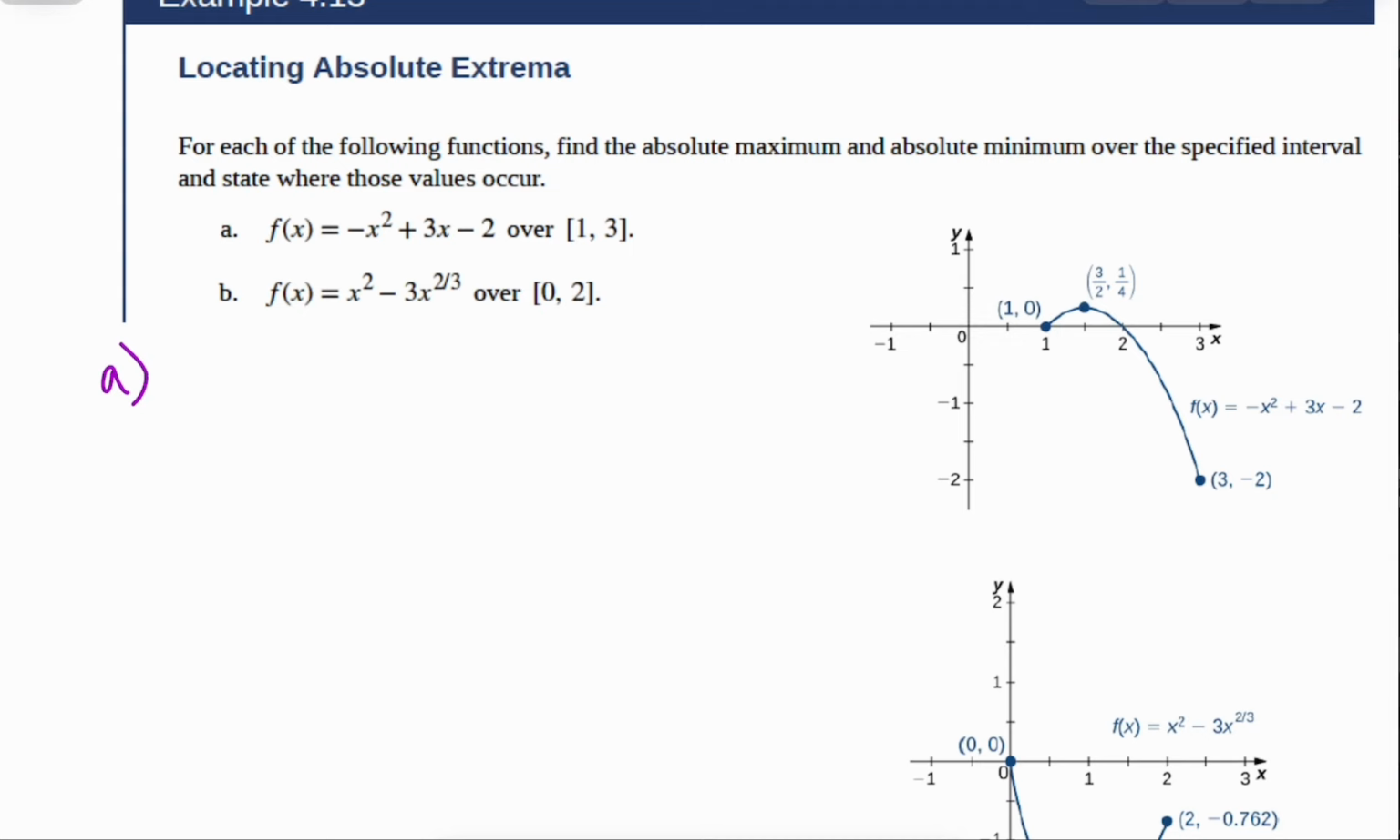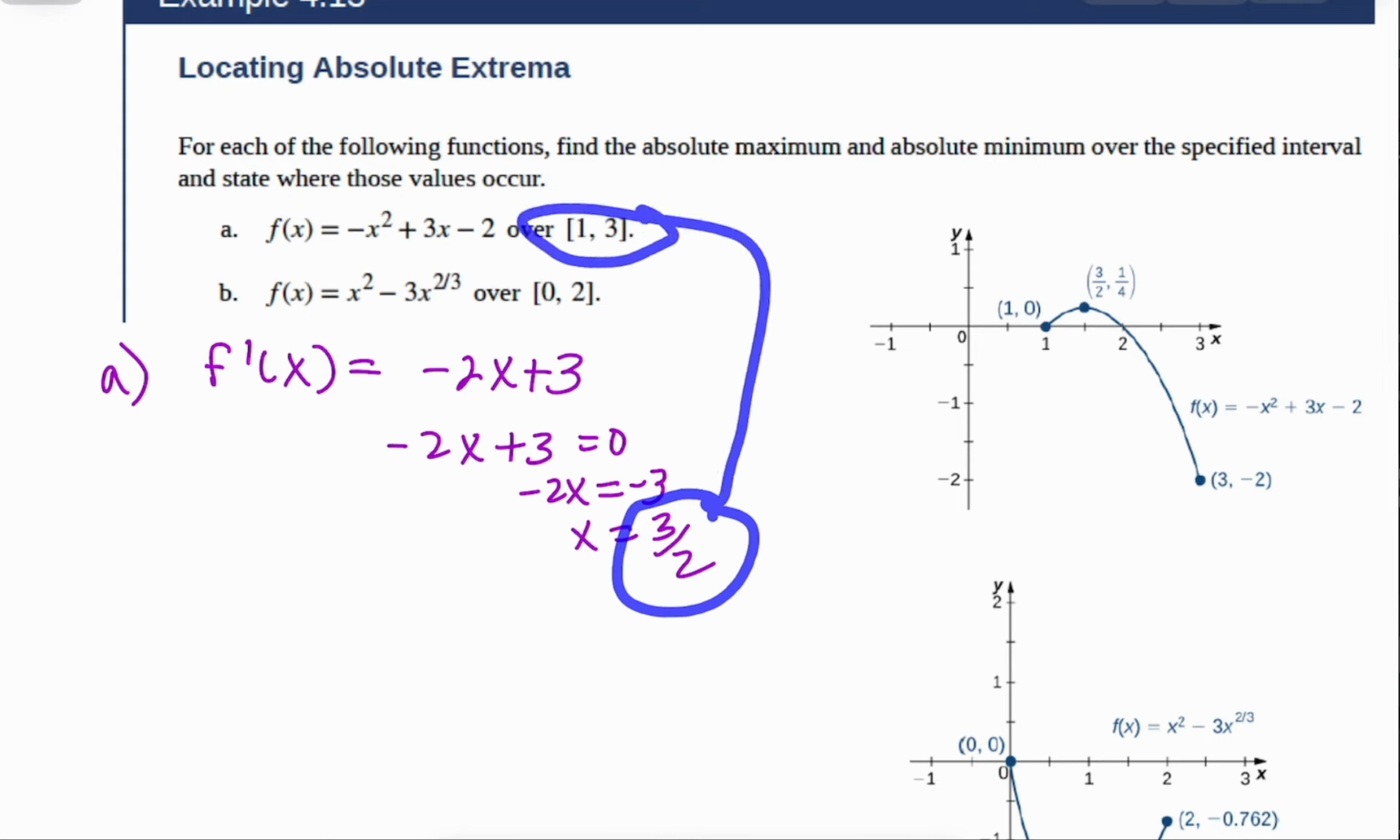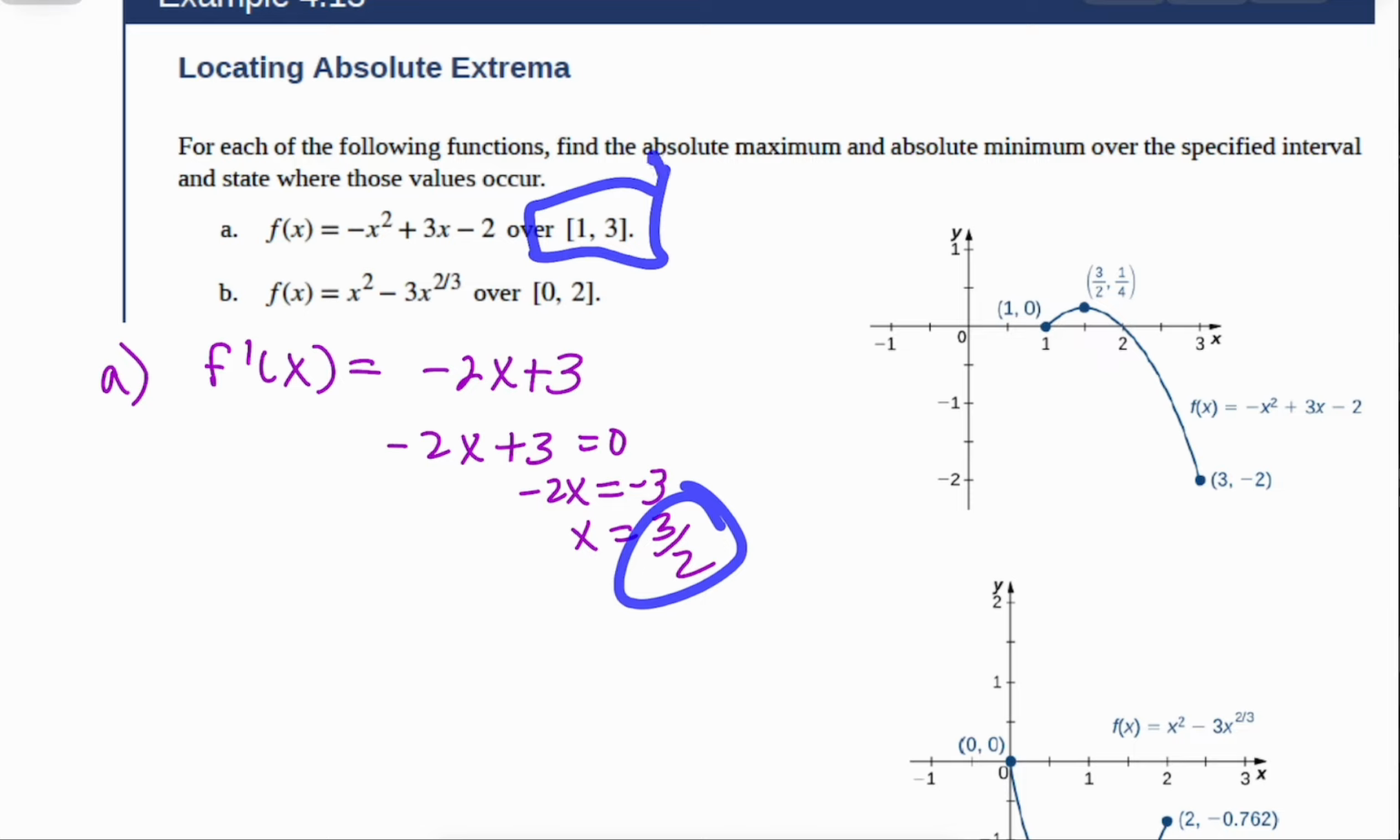So what's the strategy? Well, the first thing you're going to do is find the first derivative. You're going to find any critical points. Now, the critical point is where the first derivative is either undefined or equal to 0. So in this case, that would be easy to solve. You just solve for x, and that would be 3/2. Now, you always have to ask yourself, is that in the interval they specified? 3/2, 1.5, is a number between 1 and 3.